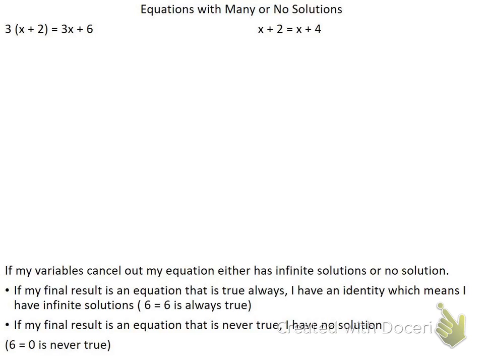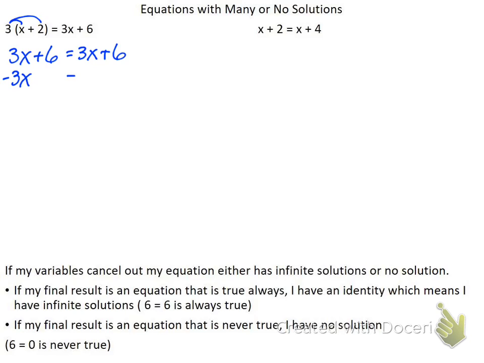The last thing is just 2 cases where I'll get either infinite solution or no solution for my answer. So again, approaching it the same way. If I were to distribute the 3 on the left-hand side, I get 3x plus 6 is equal to 3x plus 6. You should be able to see that they're the same on both sides of the equation, but just to make sure, because sometimes we make mistakes with this where it doesn't actually end up canceling out.